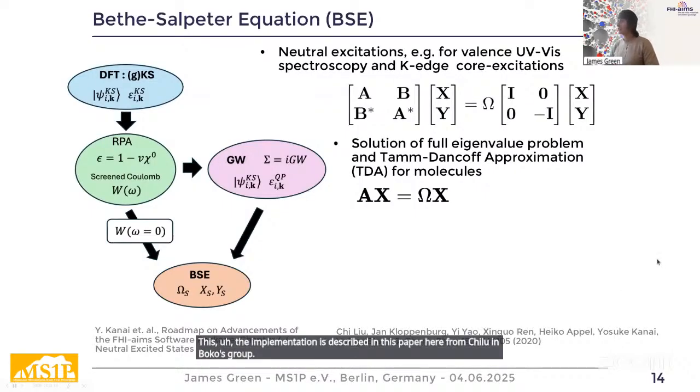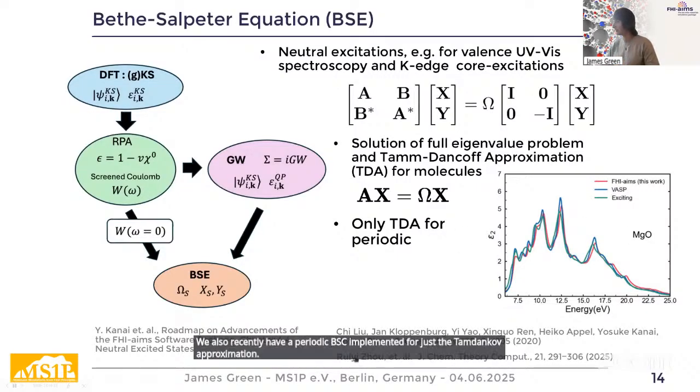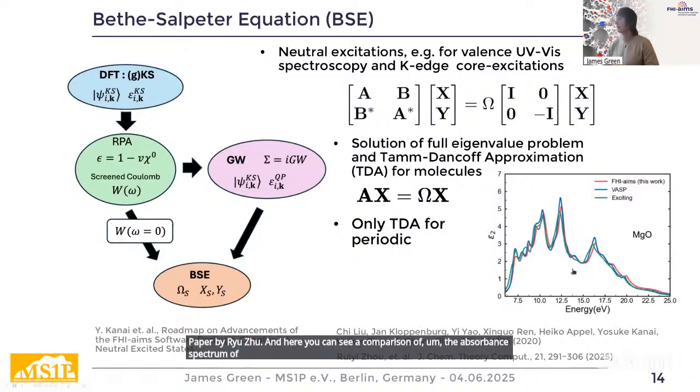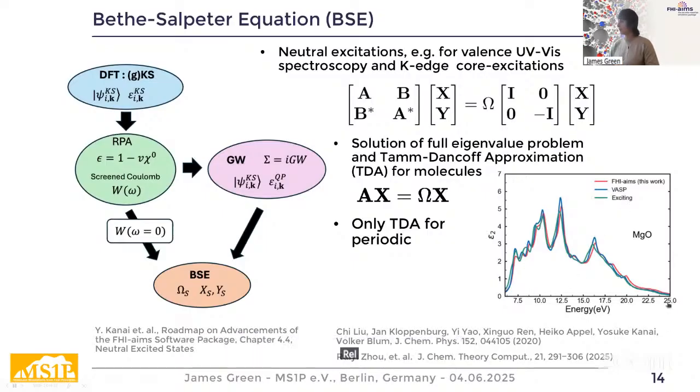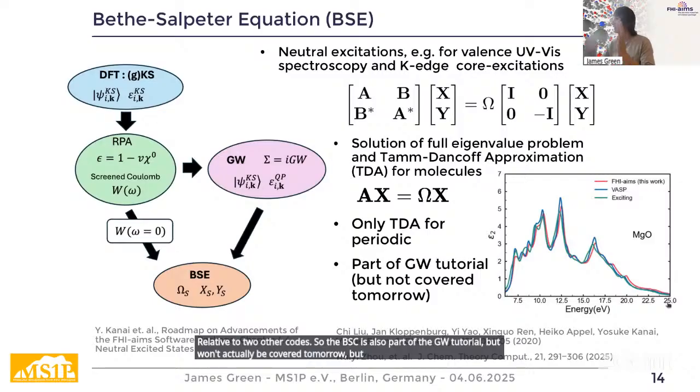We also recently have a periodic BSE implemented for just the Tamm-Dancoff approximation, which is described in this 2025 paper by Ryu Zhu. And here you can see a comparison of the absorption spectrum of magnesium oxide relative to two other codes. So the BSE is also part of the GW tutorial, but won't actually be covered tomorrow, but just so you know, it's in the same place as the GW tutorial.